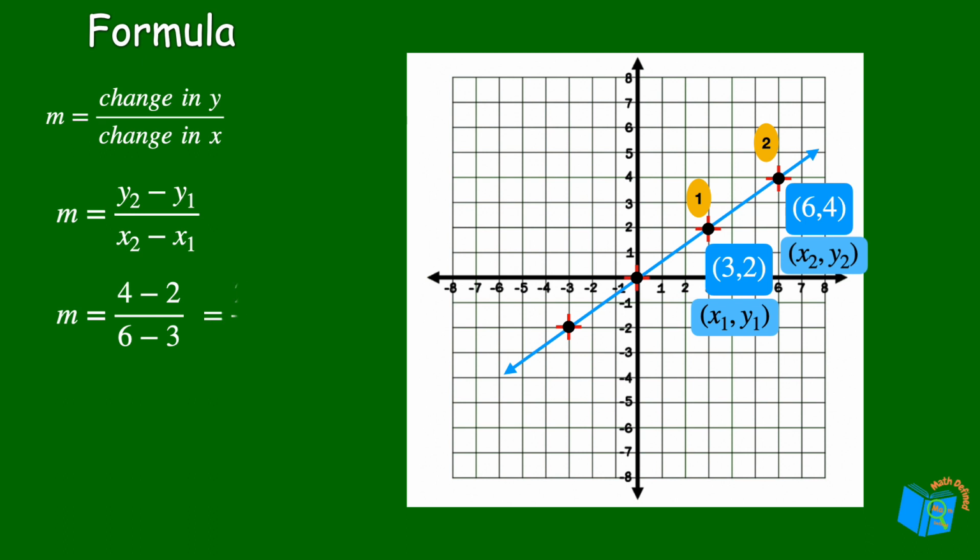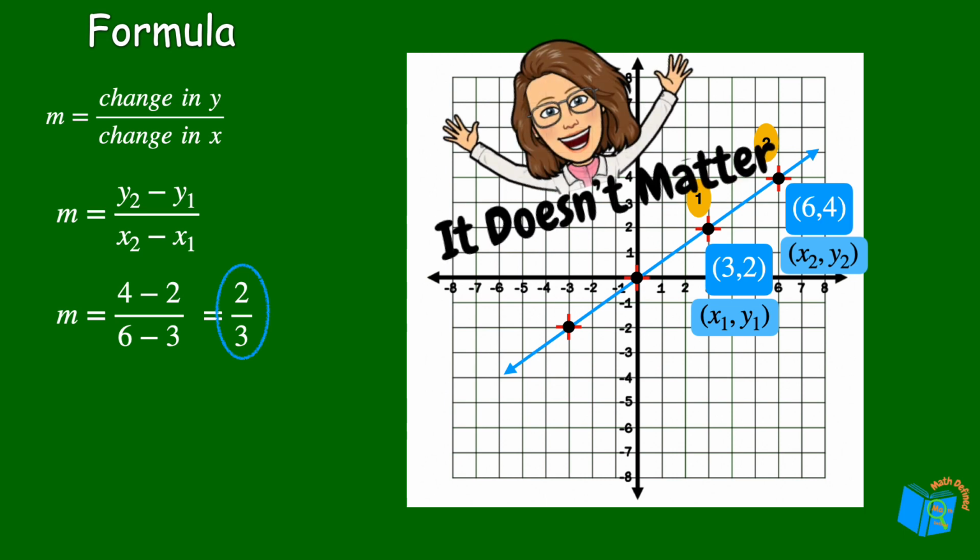4 minus 2 is 2, and 6 minus 3 is 3. So the slope is still 2 over 3. And again, it doesn't matter which 2 points you choose.